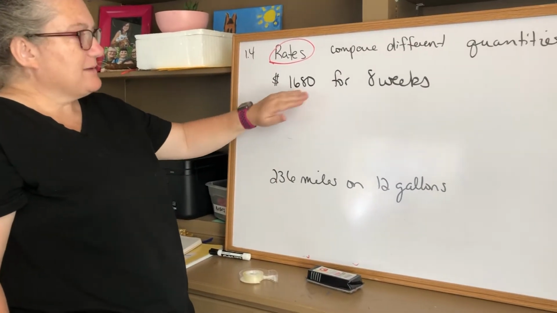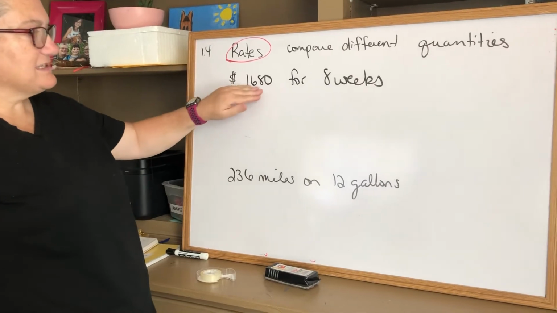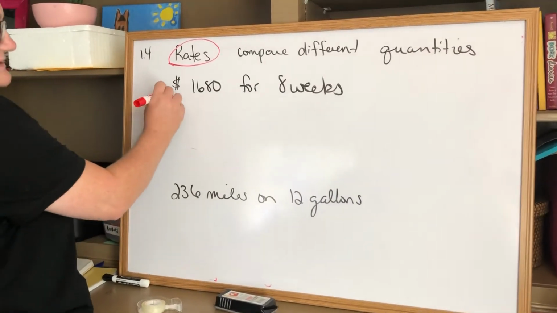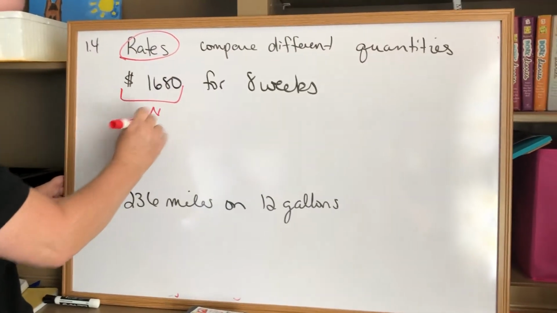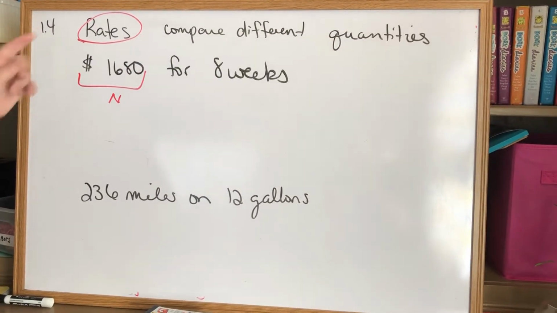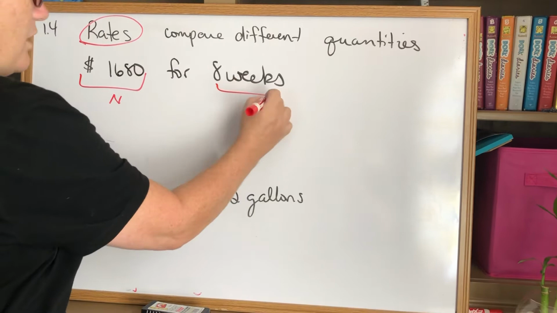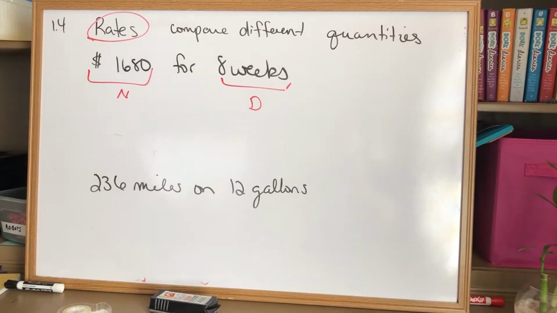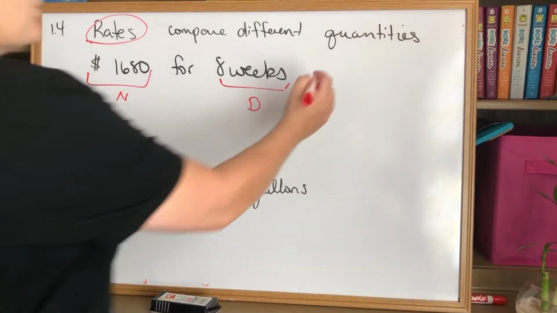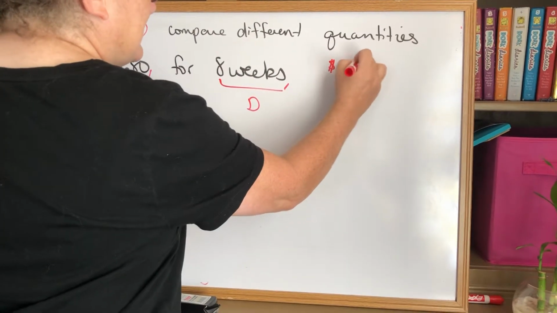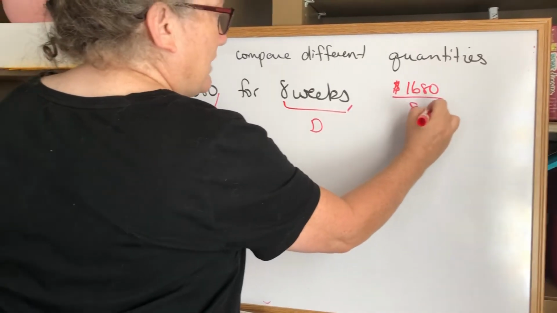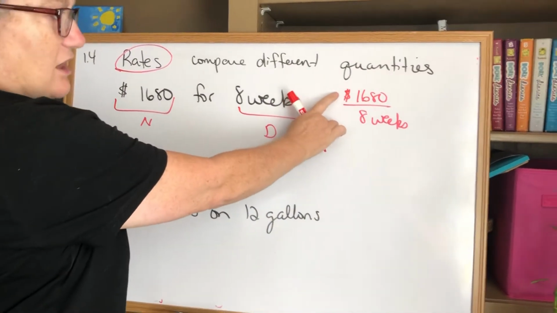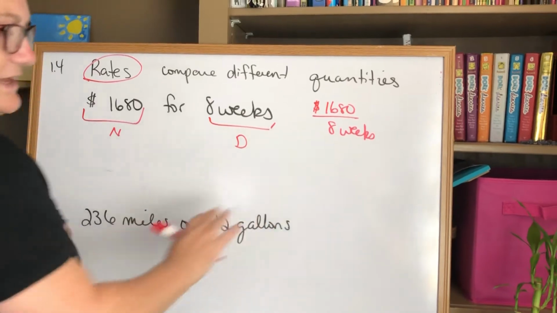So our first example here is $1,680 for 8 weeks worth of pay. So this first one is always going to be your numerator, what comes first in a rate, and what comes second will always be your denominator. So the first thing we want to do, if we want to write this as a fraction in the simplest form, is that we would write what comes first, which would be 1680 over the 8 weeks. You must have the units, and what I mean by units is the dollar sign is a unit and the word weeks is a unit.